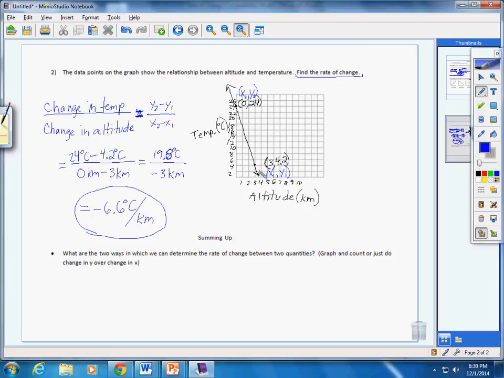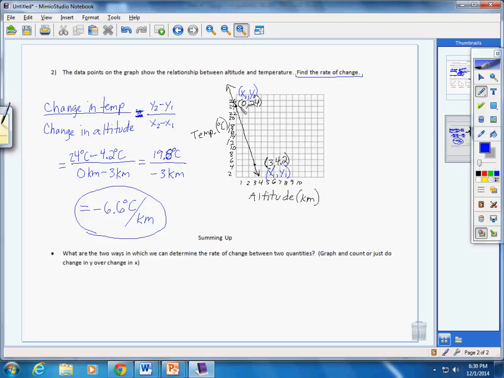So as you climb up, if you notice on our x-axis, the further we move right, means we're going up higher and higher in kilometers. The further we go right, the less and less the temperature is. It gets lower and lower. So our rate of change is this. Okay, folks, rate of change is a very useful tool.